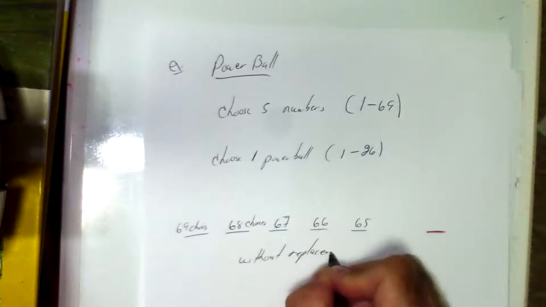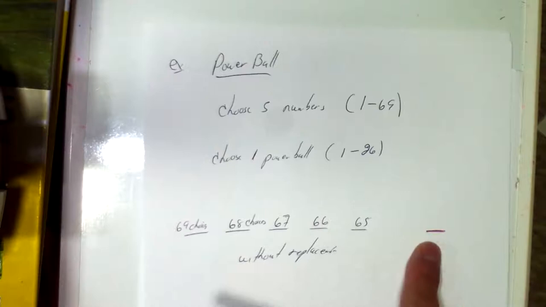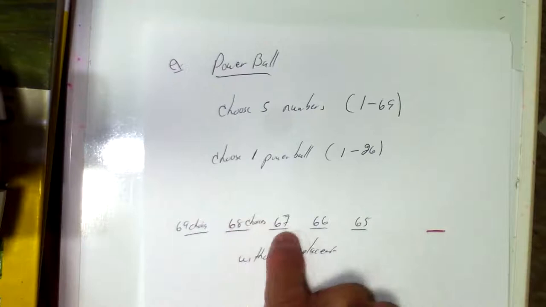Okay. Without replacement, we cannot choose the same number. So we can't replace it. Okay. Now this is totally independent from these. So I have 26 choices to choose.